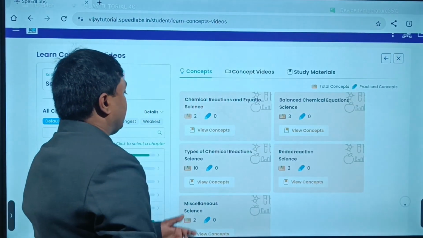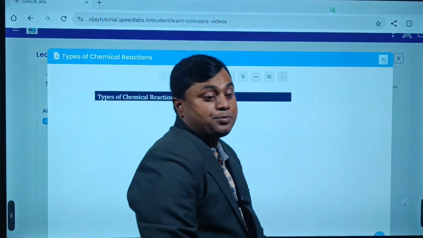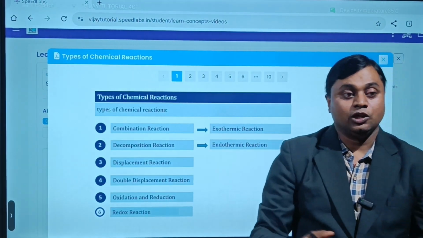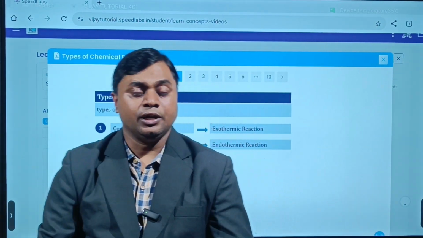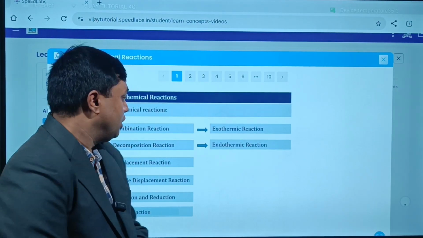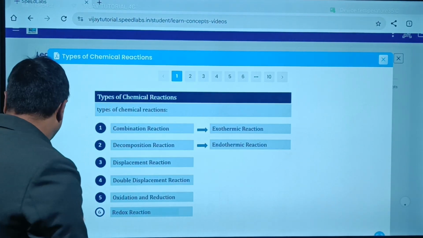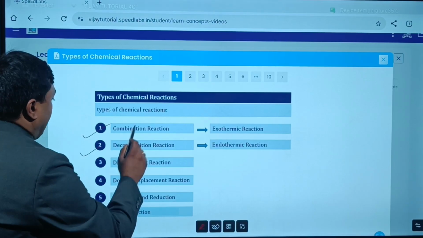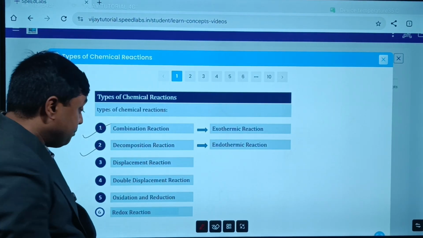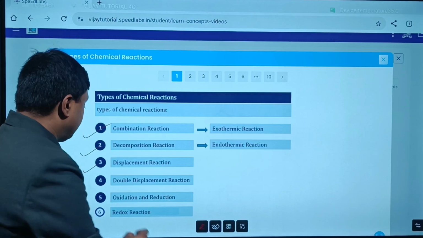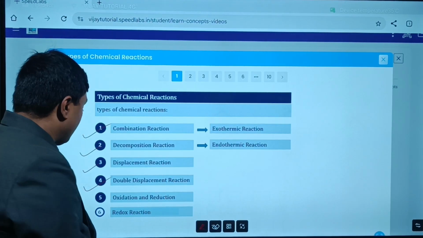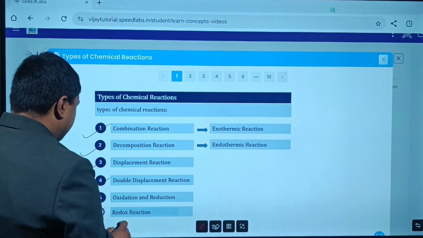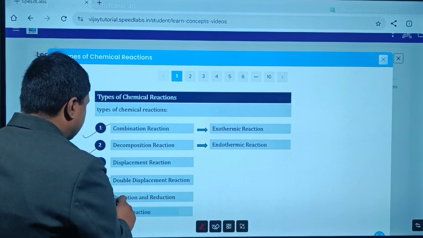Now let's start a very important concept, that is types of chemical reaction. Generally 3 to 5 mark questions may be asked based on this topic. When we talk about types of chemical reaction, we generally have 5 types: combination reaction, decomposition reaction, displacement reaction, double displacement reaction, and one more, the redox reaction, which is the 5th type, oxidation and reduction.